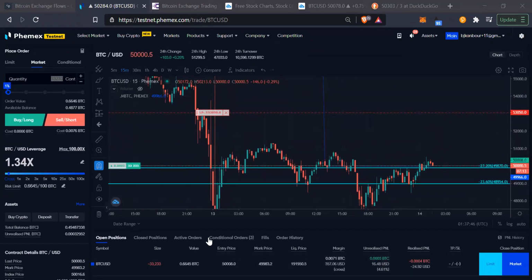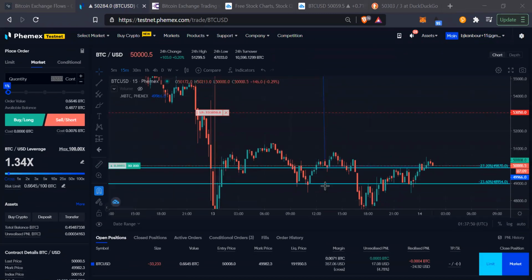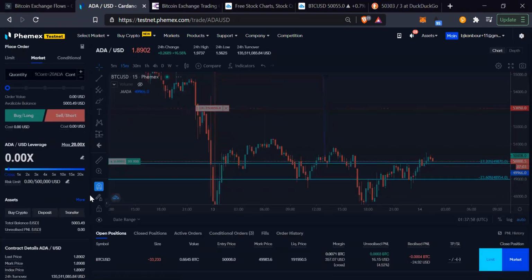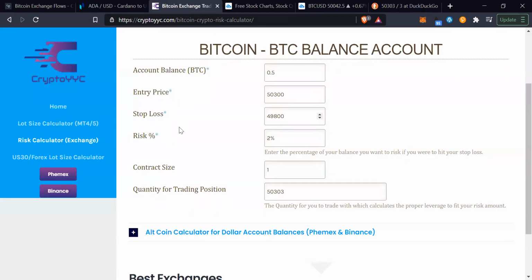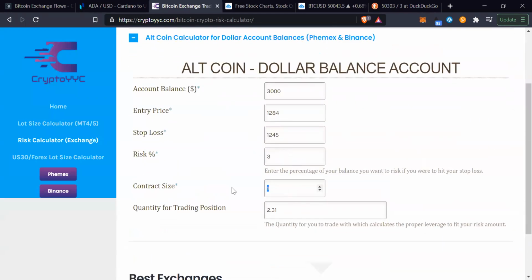All right. So yeah, that covers BTC USD. Now, if you're going to be trading any of the altcoins here, there's going to be one difference, and that is going to be the contract size that I mentioned earlier. So under contract details here for Cardano USD, you will see that contract size is 20. So when you're using the altcoin calculator for dollar balances, you just want to make sure that you put that contract size in here, right?